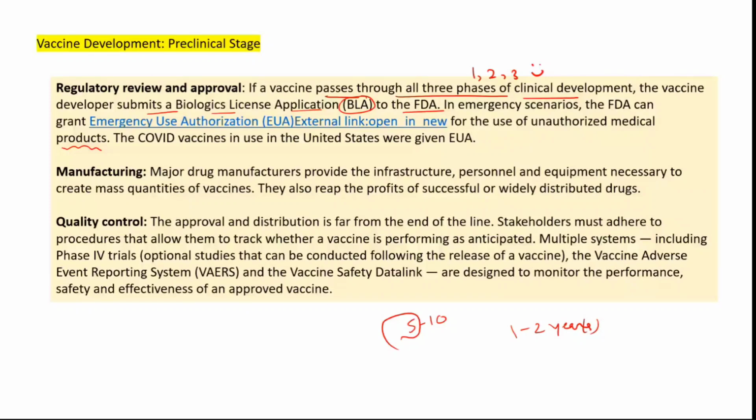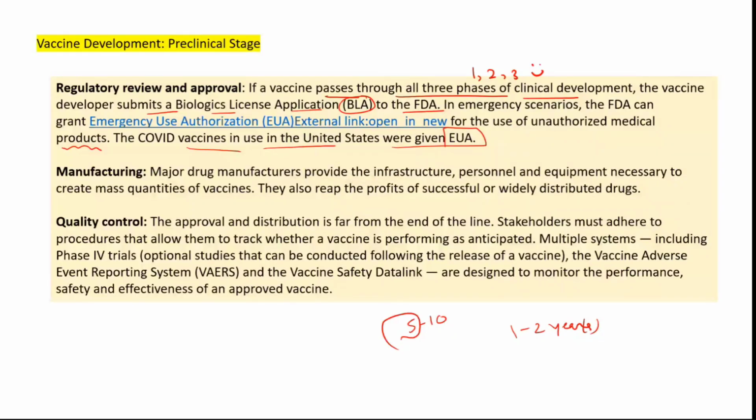So COVID vaccines in use in the US were given an EUA, emergency use authorization. So always try to note all these terms whenever you read the newspaper or any Facebook post, LinkedIn post, whatever. They already mention all these terms. BLA is the biologics license application, which you apply to the FDA to release your product into the market.